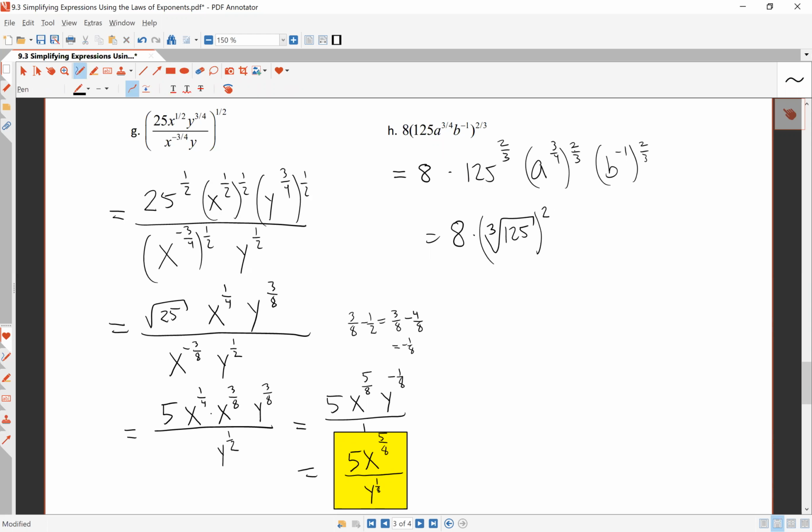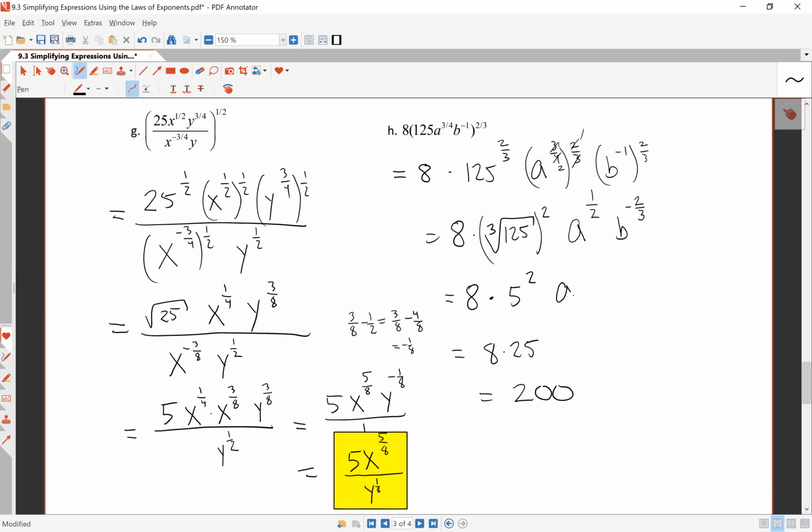A to the 3/4 raised to the 2/3, the 3's cancel, and the 2 cancels with the 2 in there, which leaves us with a to the 1/2. -1 times 2/3 is -2/3. So we take 8, multiply it by cube root of 125 is 5, and square that is 25, and 8 times 25 is 200.